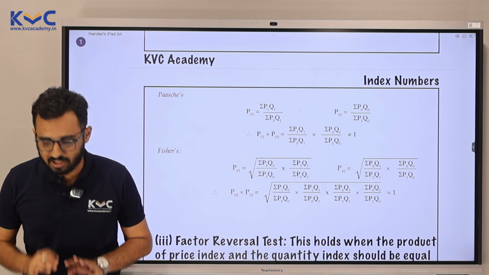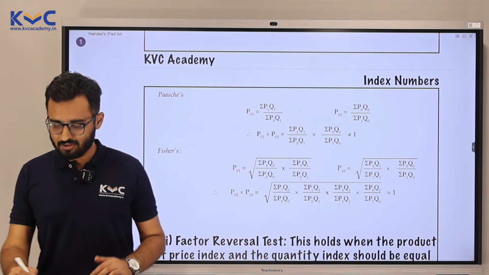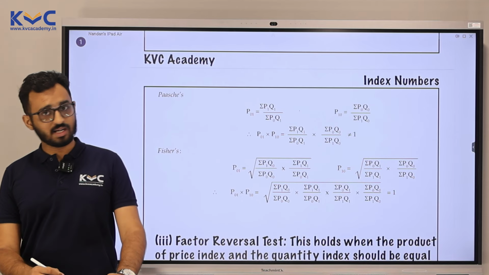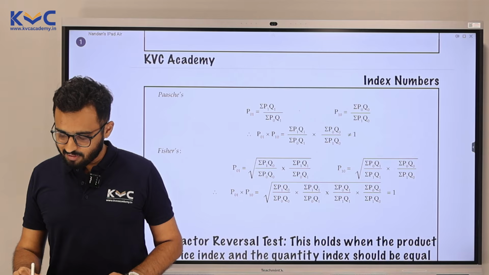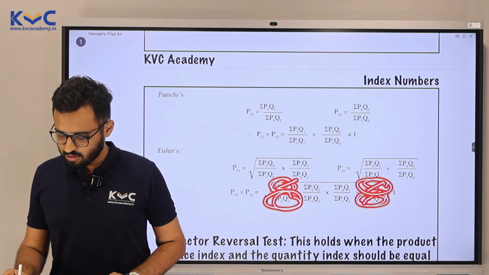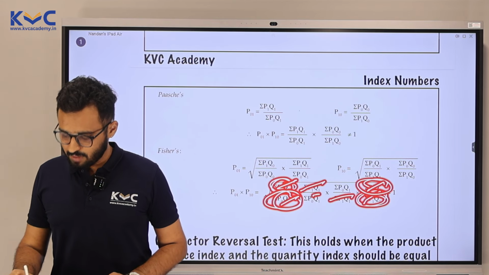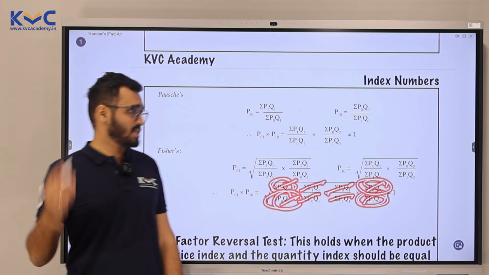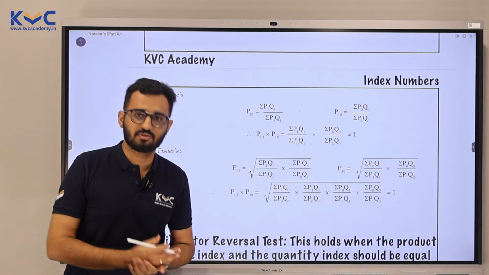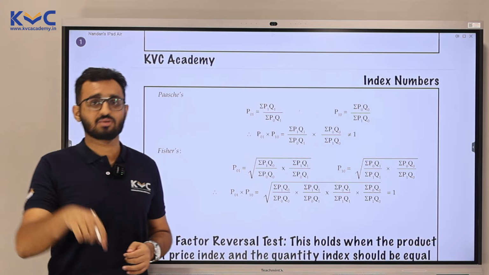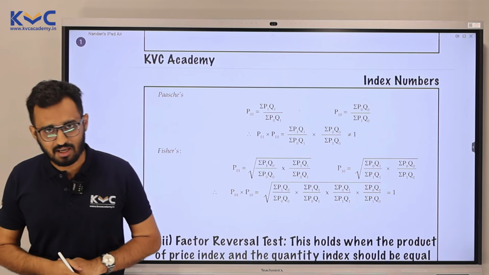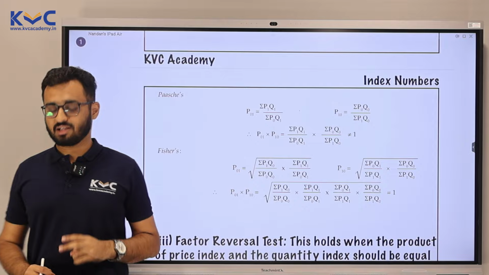That's all, right? So that being the case, when you simplify, what happens? This is square root and into this, so single square root, correct? And everything gets multiplied. If you observe, P1Q0 gets cancelled, P0Q0 gets cancelled, P1Q1, P0Q1, so everything gets cancelled, which means that we are left with is equal to 1. So that is how time reversal test proves that it is going to fulfill the time reversal test. Fisher's fulfills the time reversal test. Is that clear? Wonderful. So the unit test is clear, time reversal test is clear.